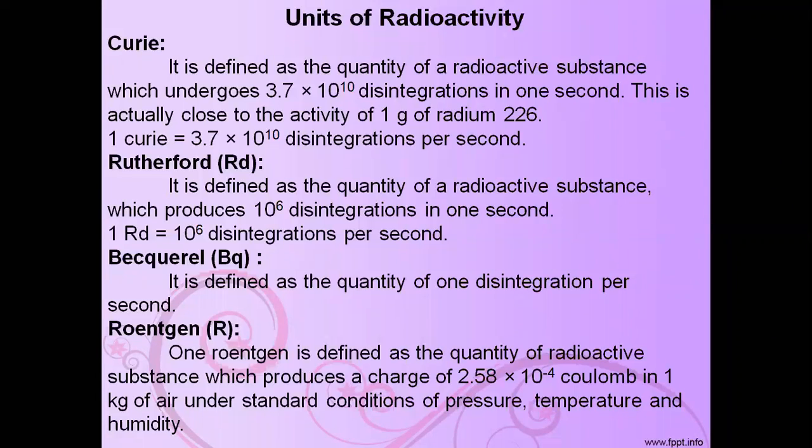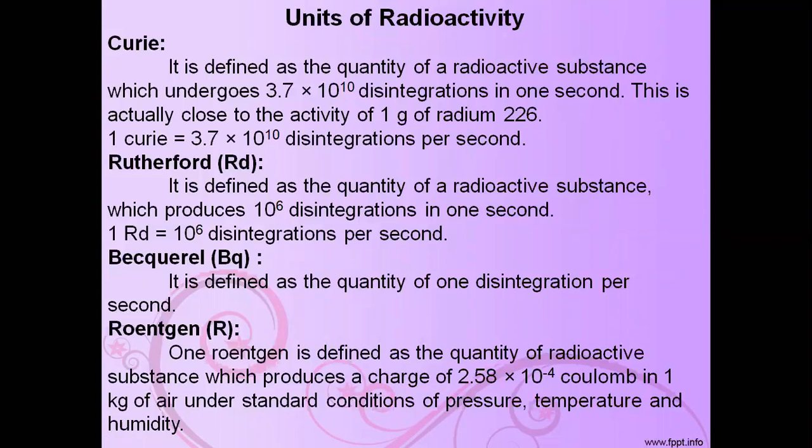So the Curie is a unit of radioactivity. That means for the substance, in 1 second it disintegrates 3.7 into 10 power 10 atoms. So this is 1 Curie. So 1 Curie equals 3.7 into 10 power 10 disintegrations per second.